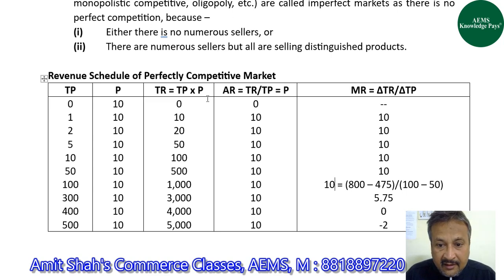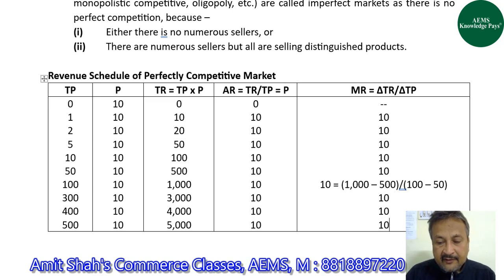Like here in this line, change in TR is how much? 500. And change in TP is how much? 50. So 500 divided by 50 is 10 only. And so is the case everywhere. Have you got this, guys, or not?